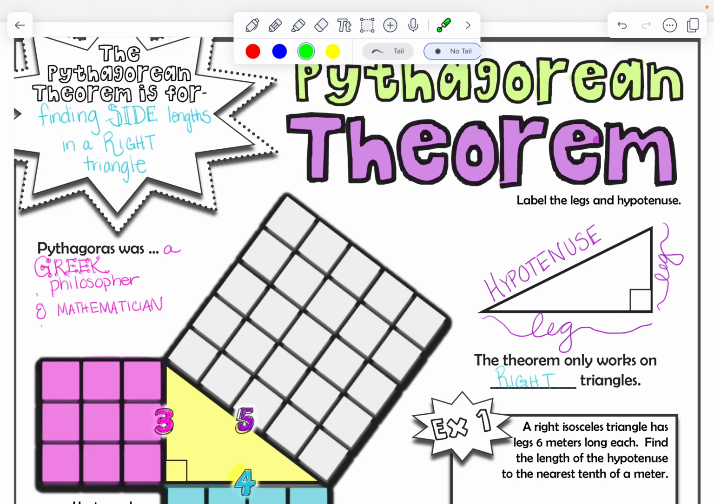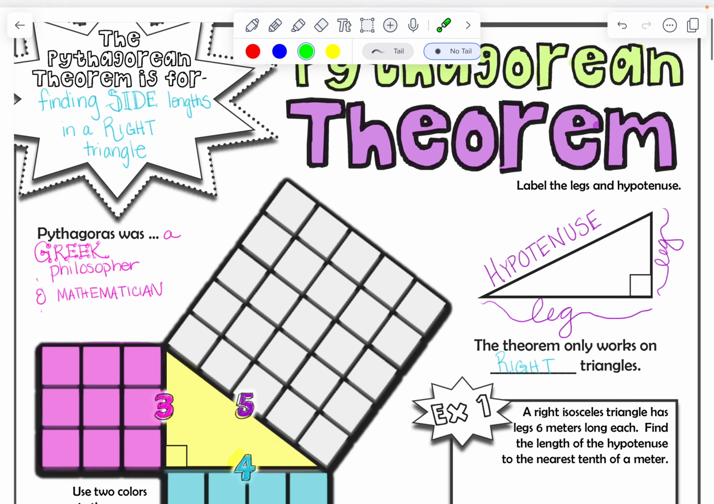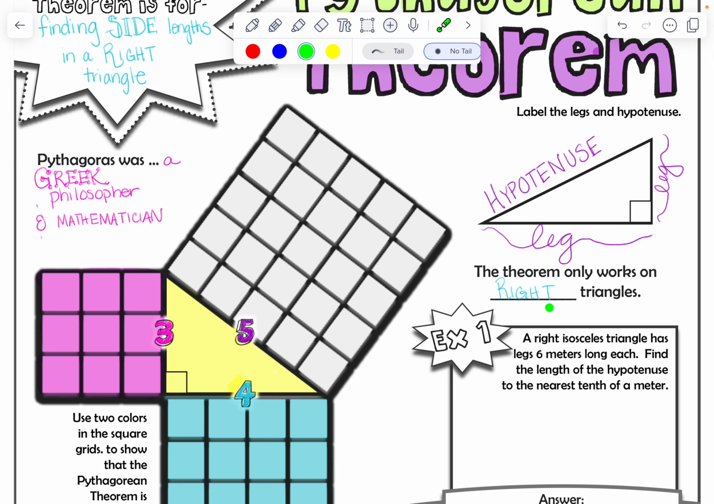So first of all, we need to know that a right triangle has certain side lengths and certain names for the side lengths. The two sides that make up the right angle in a right triangle are called the legs. And then the measurement that is across from the right angle is called the hypotenuse.